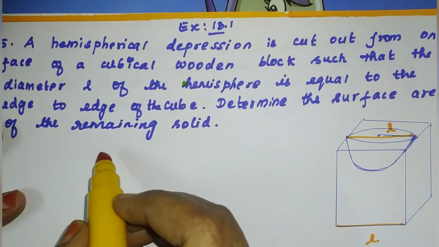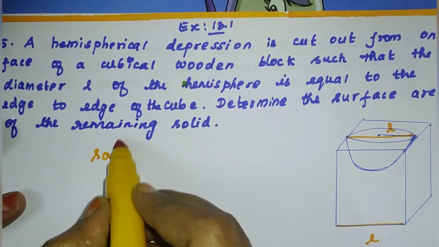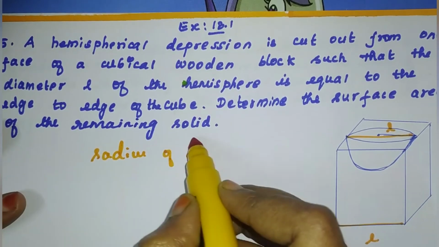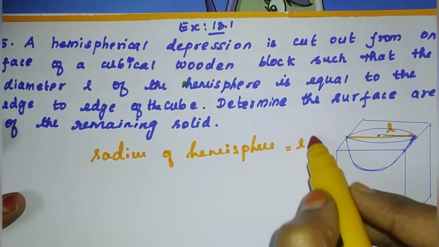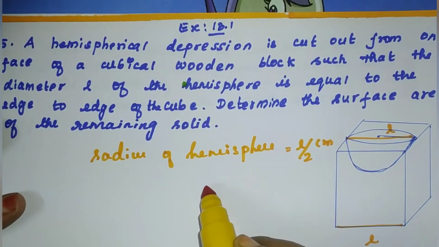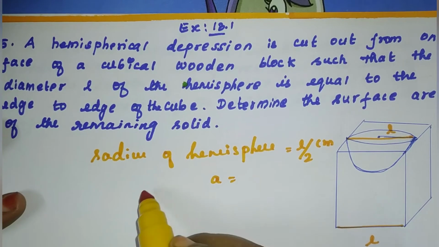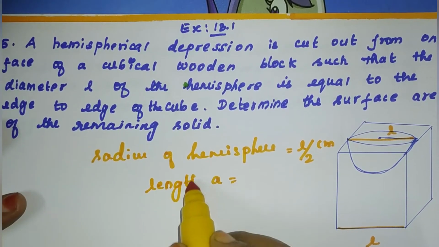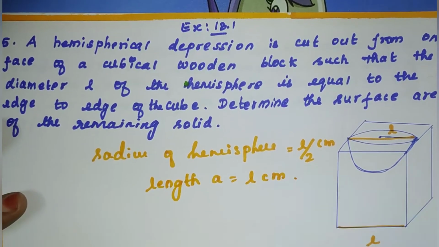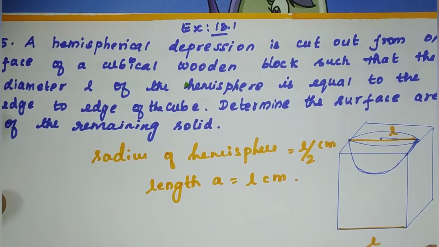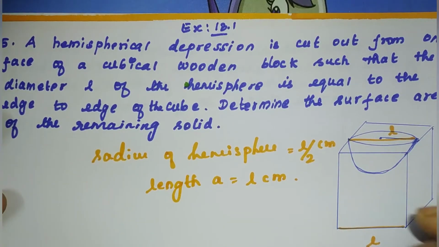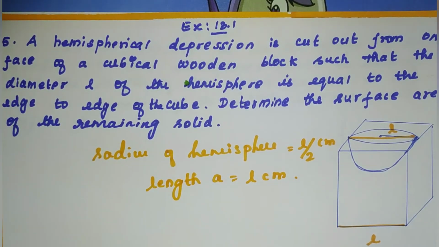Then the radius of the hemisphere is equal to L by 2 centimeter and a, that is the length of the cube, is equal to L centimeter. Determine the surface area of the remaining solid. So what we have to find, children? Surface area of the remaining solid.